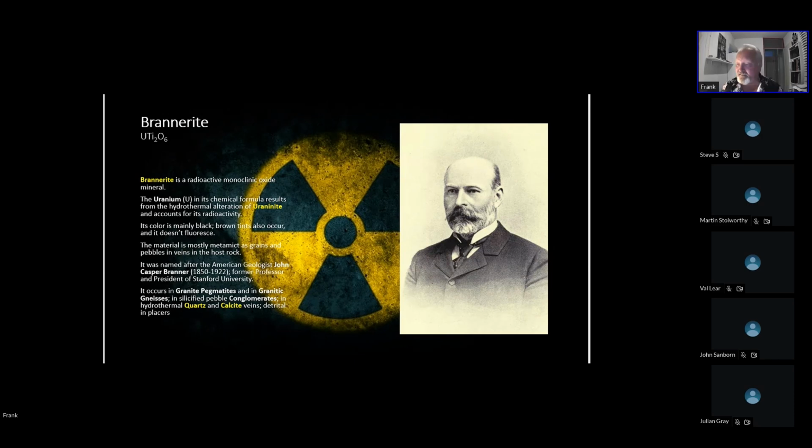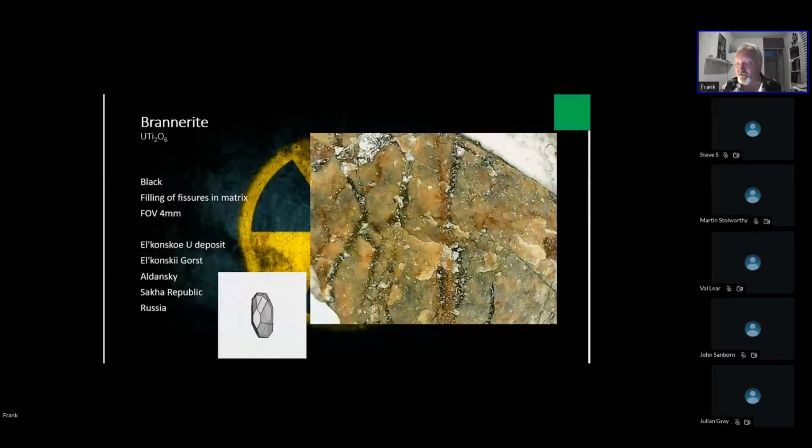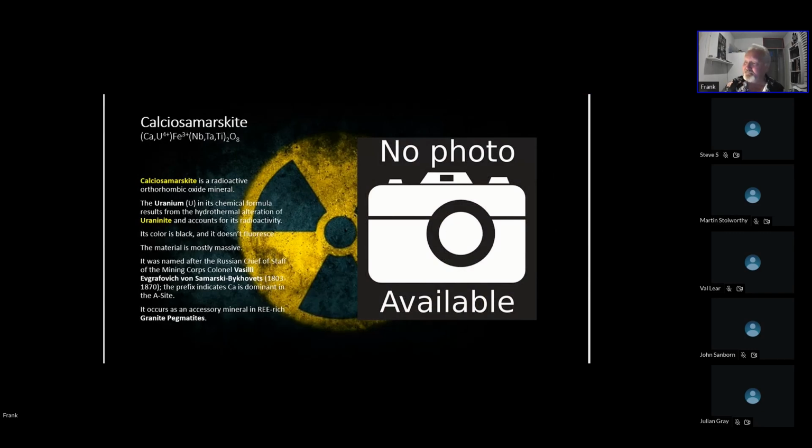Stanford University. It occurs in granite pegmatites and in granitic gneisses, in silicified pebble conglomerates, hydrothermal quartz and calcite veins, and detrital in places. Here's my specimen. It fills up veins in the host rock, and it is black in form. This comes from the Kon'skoe uranium deposit in the Aldan Shield in the Sakha Republic of Russia.